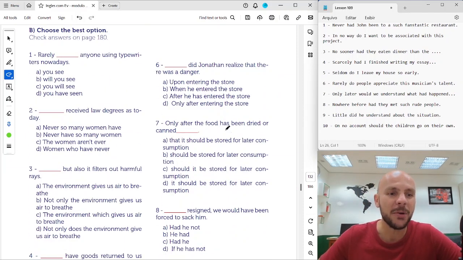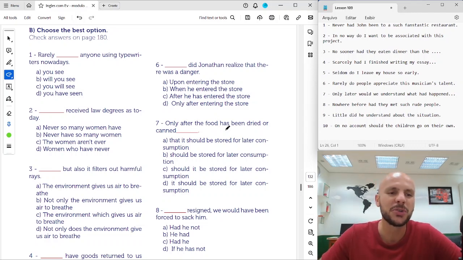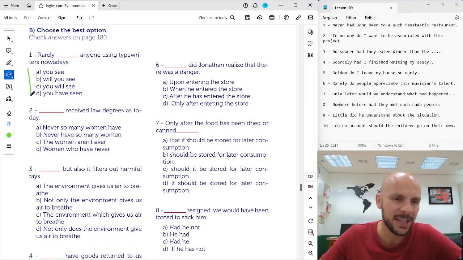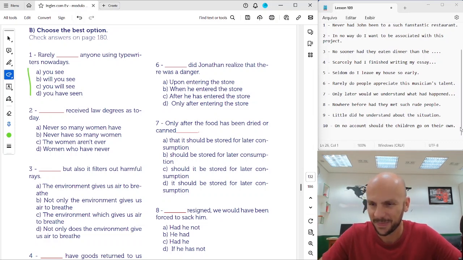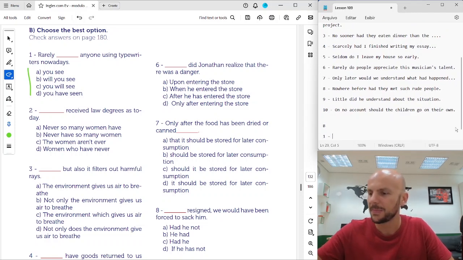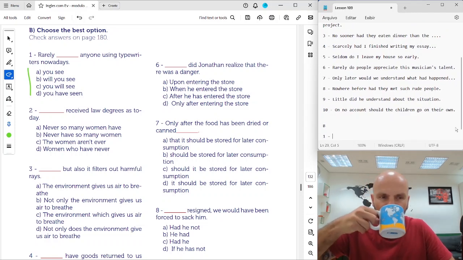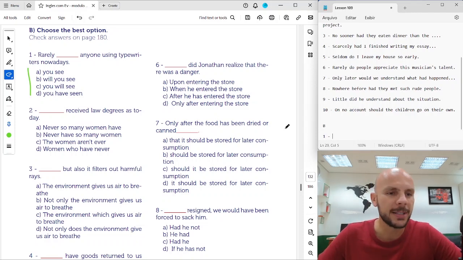All right, now you're going to do this quick and easy exercise. You're going to press pause now, and you're going to choose the best option among letters A, B, C, and D. And after that, we're going to correct it together. So press pause now and do it. Let's do it.